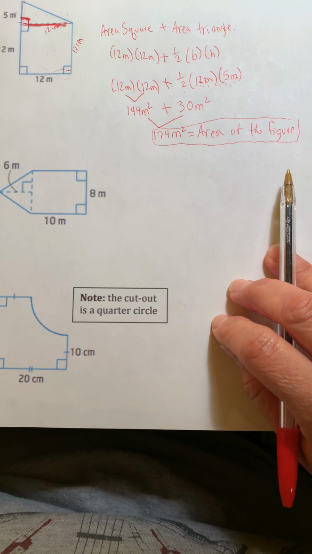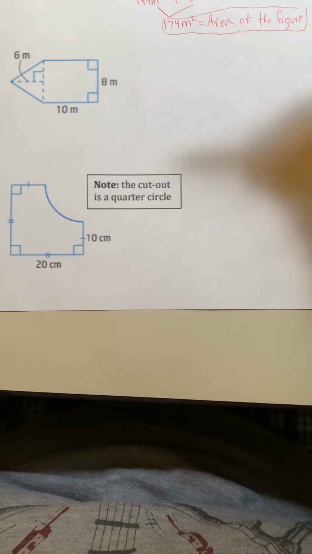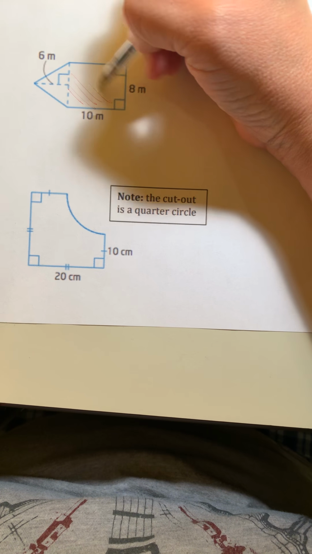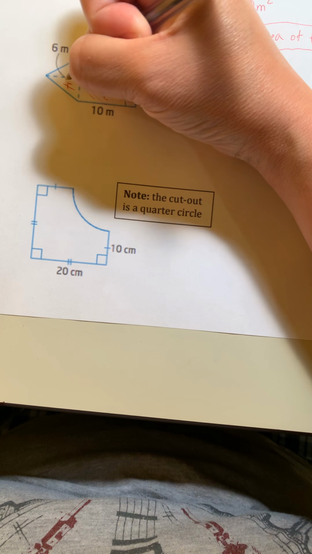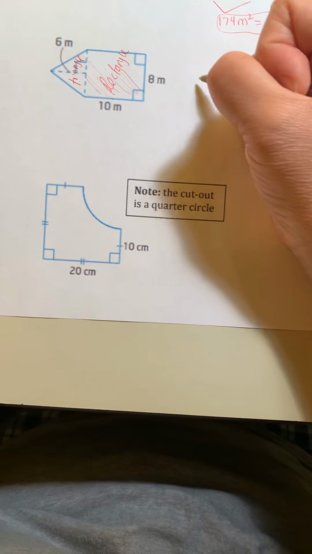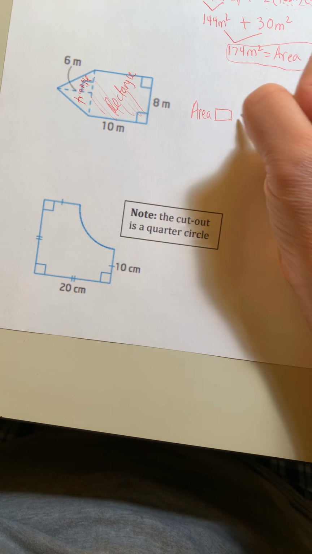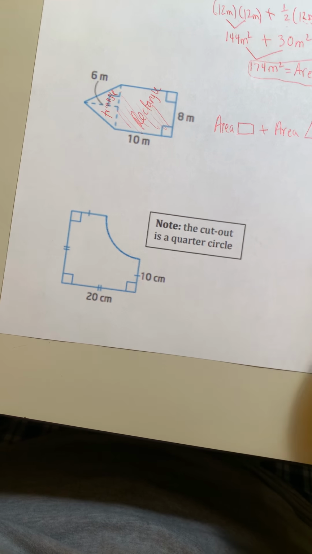If you didn't get all that work, let me show you. Okay, so let's look at this next one. So here's the same thing. I have a rectangle. So this is a rectangle and a triangle. So I'm going to do the area of a rectangle plus the area of a triangle. I'm going to add them together.